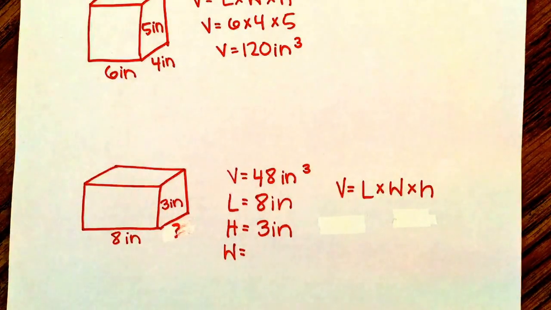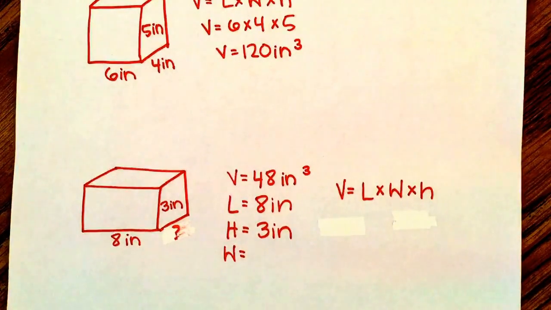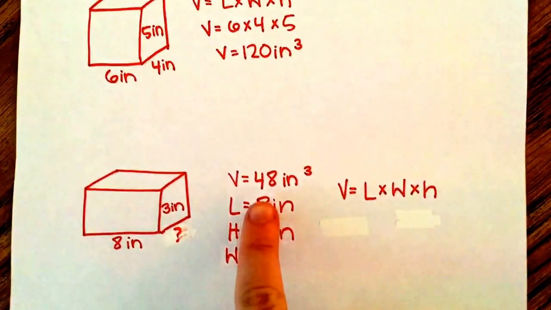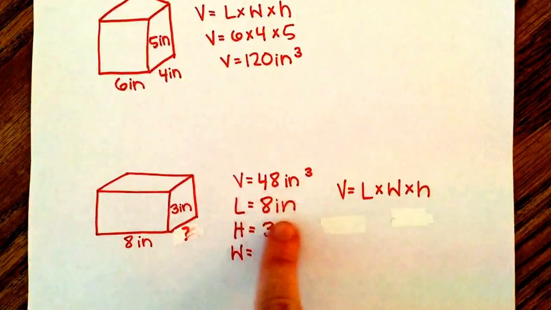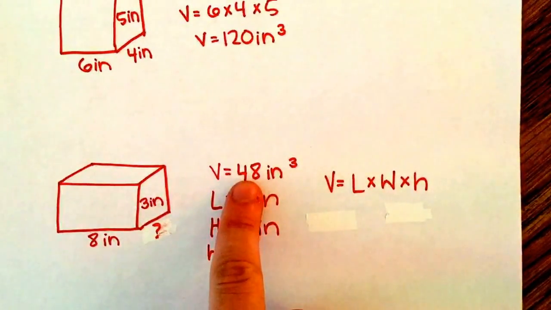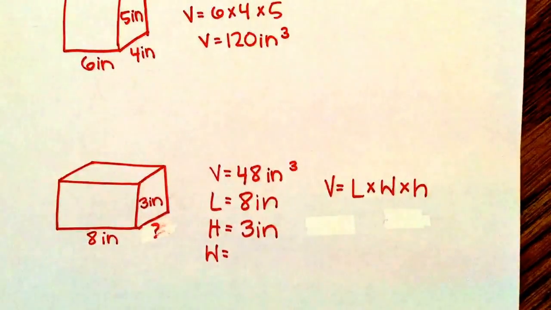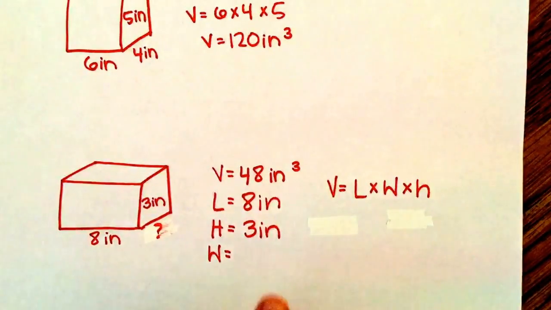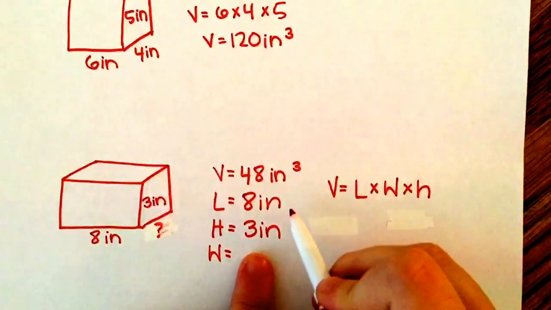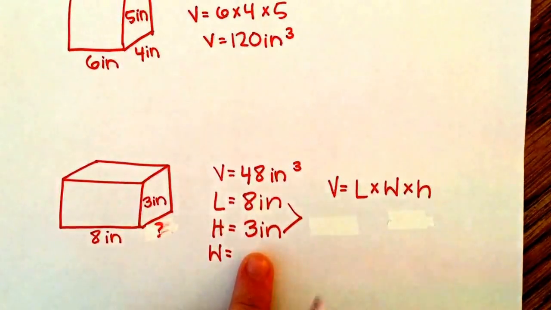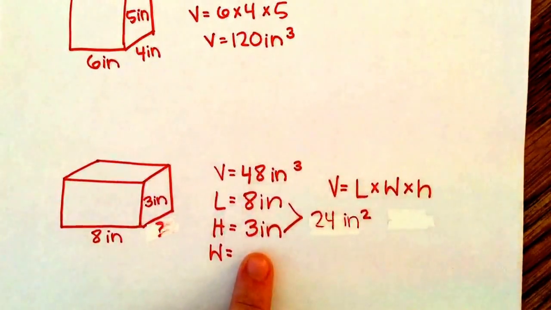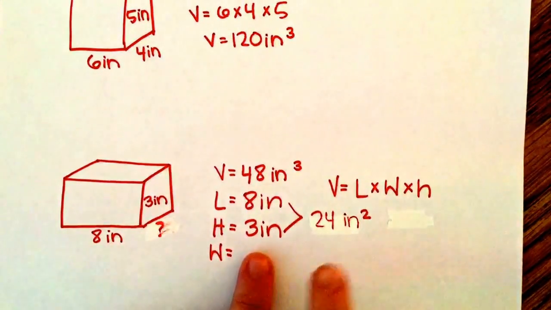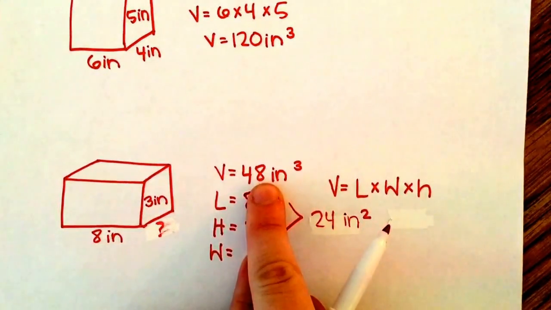I like to think of this as kind of going backwards. So what I need to do first is find out what I already know. Now to find the volume, I multiply these three together. So I have to find what I can multiply these two dimensions by to get my volume. So the first thing I need to do is multiply what I already have. 8 times 3 is going to give me 24 square inches. And then I have to see what times 24 gets me to 48.